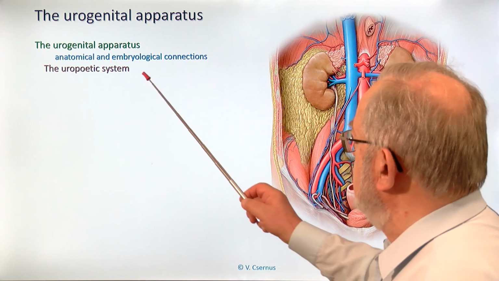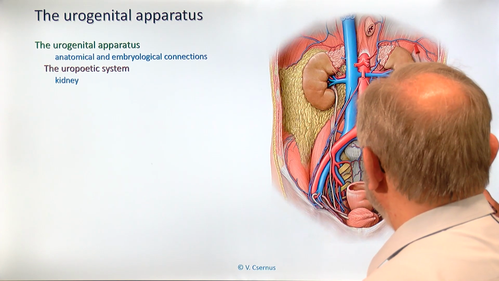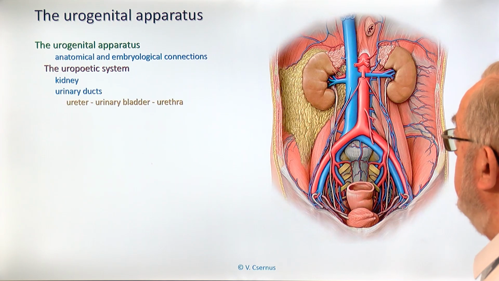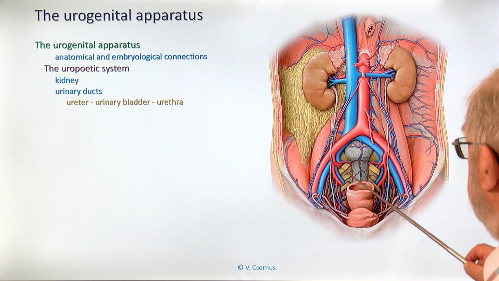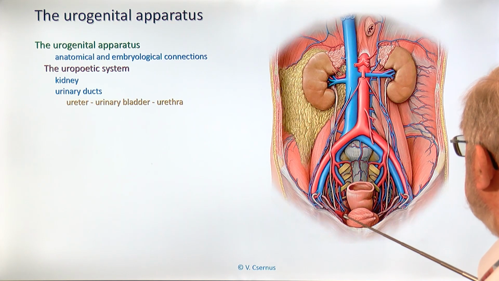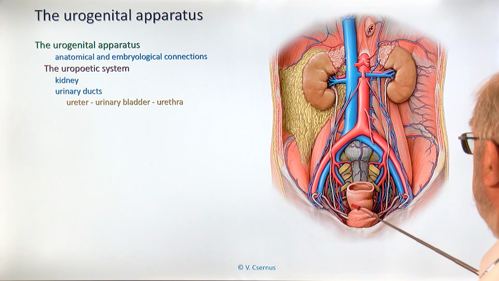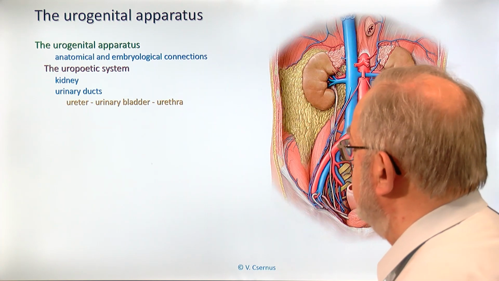This consists of two subparts. The uropoietic system, which produces the urine, consists of the kidney, the main character of that, and the urinary duct system, which consists of the ureter, which leads the ready-made urine to a temporary reserve, the urinary bladder. The urinary bladder is the second one, and the urethra, which leads the urine out to the outside world, is the third one.